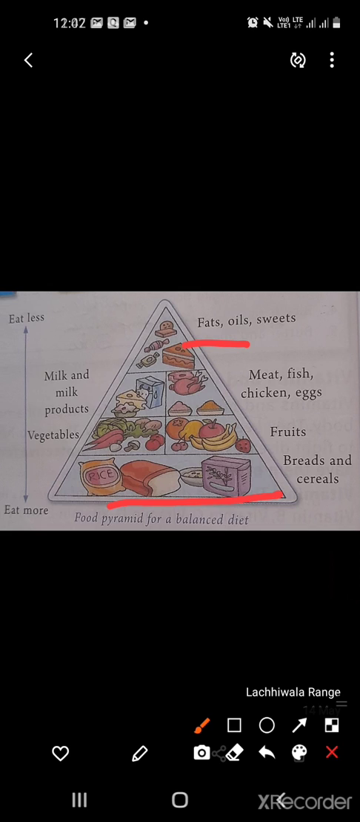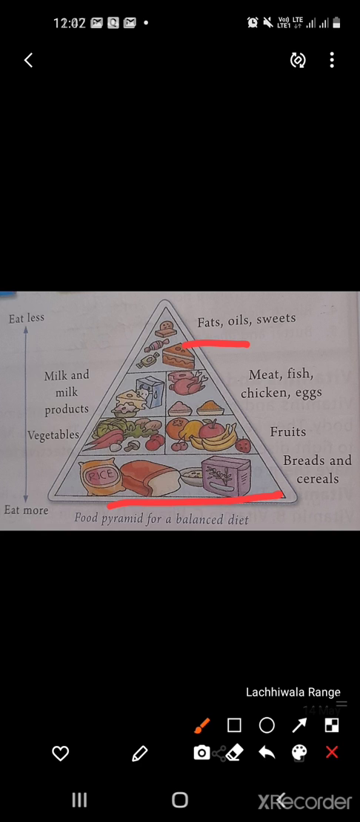So you can see here the pyramid of balanced diet. The upper portion you should eat less, and the lower portion you should eat more. You should eat more bread and cereals, which means carbohydrates, and after that fruits and vegetables in the right proportion, and then meat, fish, chicken, eggs and milk products. After that fats, oils and sweets. You can take these fats in a very small quantity, right? So this is the food pyramid for a balanced diet.